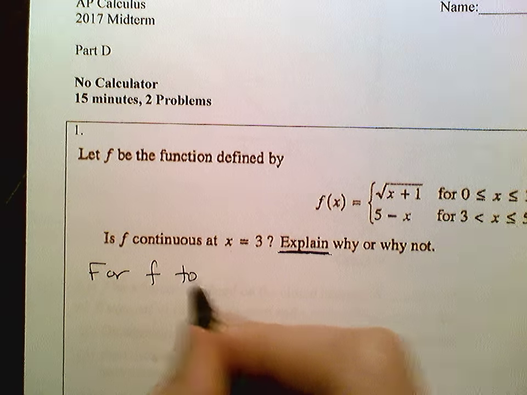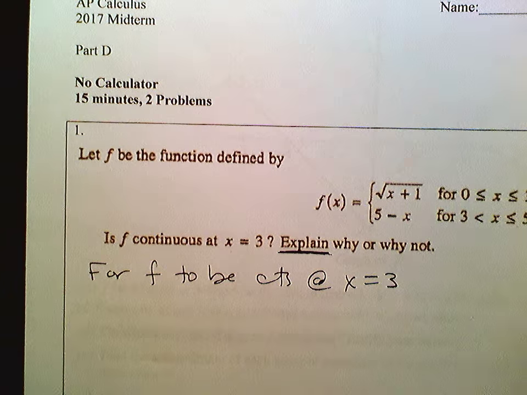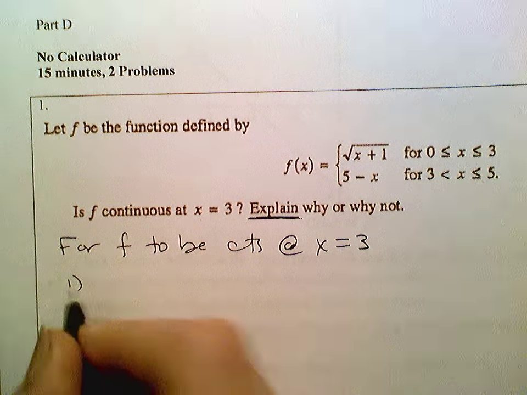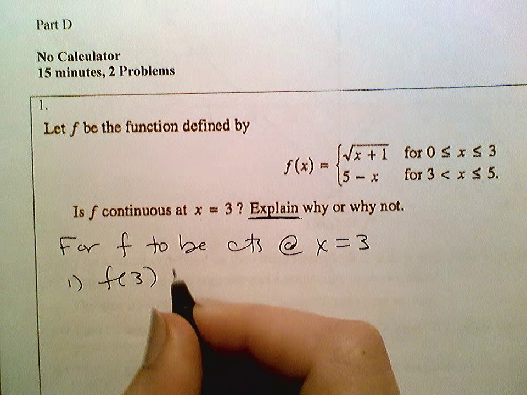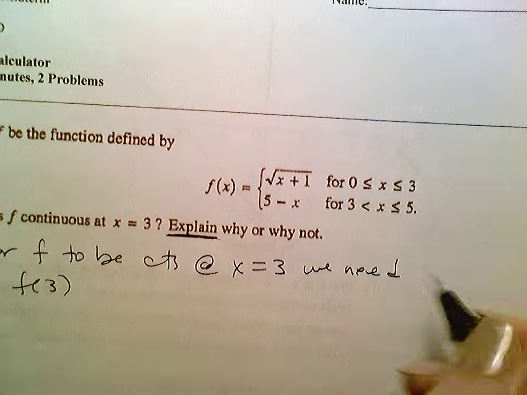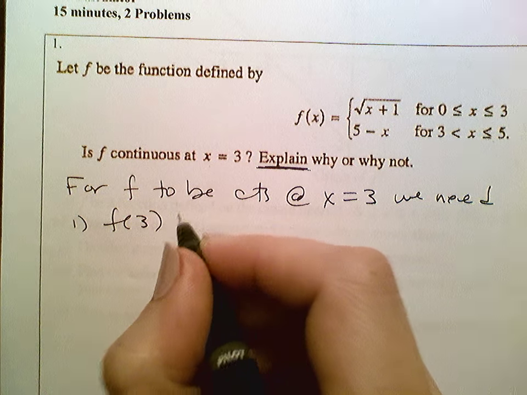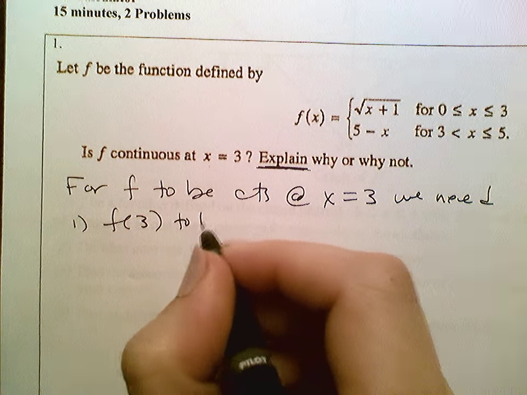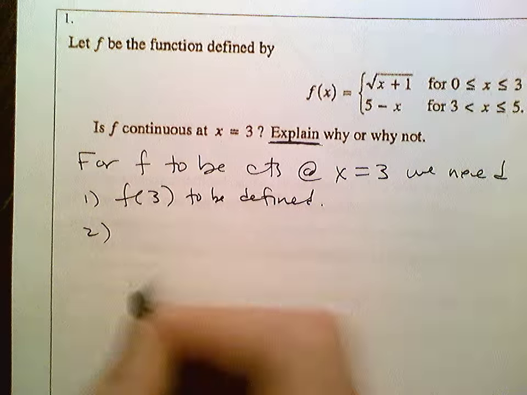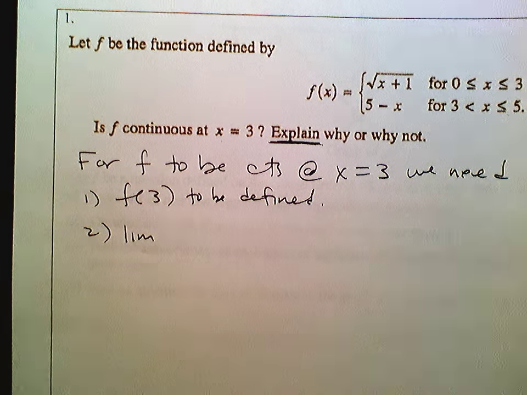For f to be continuous at x equals 3, we need the following 3 things to be true. Number 1, f of 3 to be defined. Number 2, we need the limit to exist. We need the limit as x approaches 3 to exist.